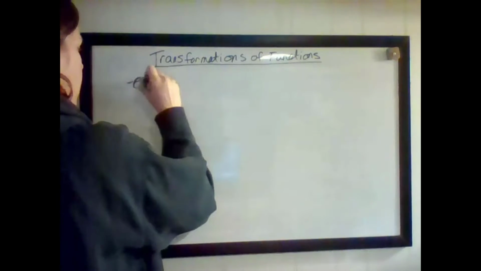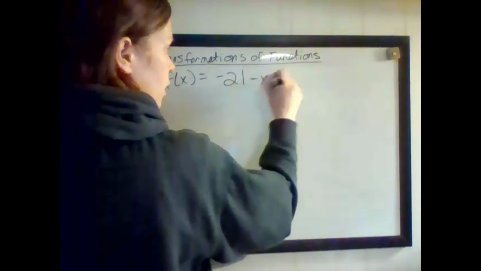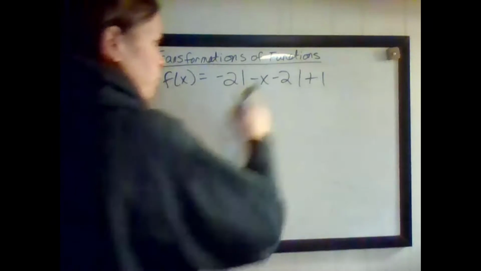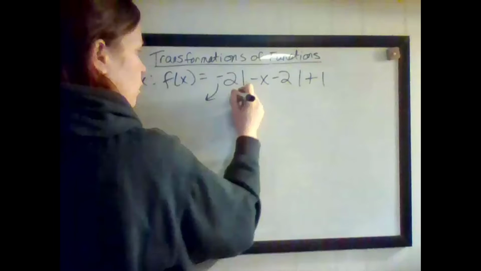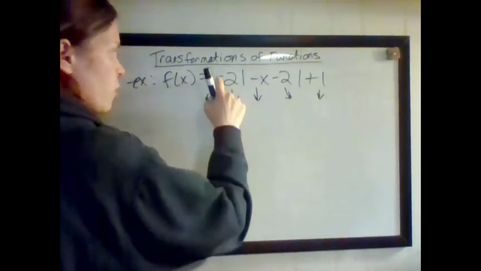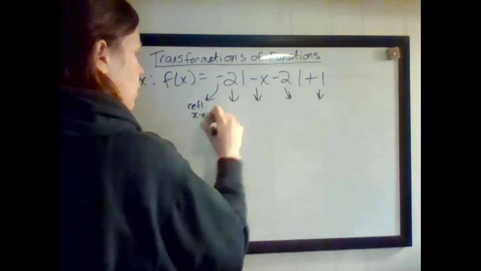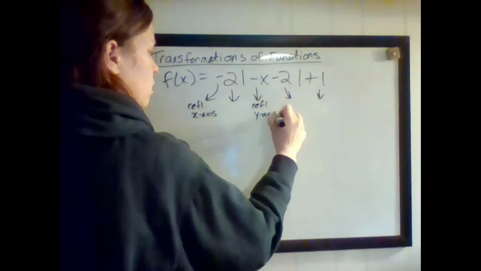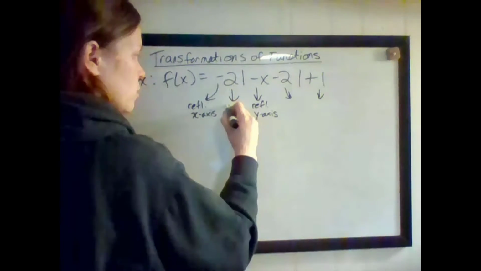How about f of x equals negative 2, absolute value of negative x minus 2, plus 1. Okay, this one's got a lot going on, lots of negatives. I've got a number in front of the absolute value. So let's look at this one at a time. This negative means that I'm reflecting across the x-axis on the outside. The one on the inside means I'm going to reflect across the y-axis. This 2 in front means basically all my y values are going to be doubled, so this is going to be steeper.